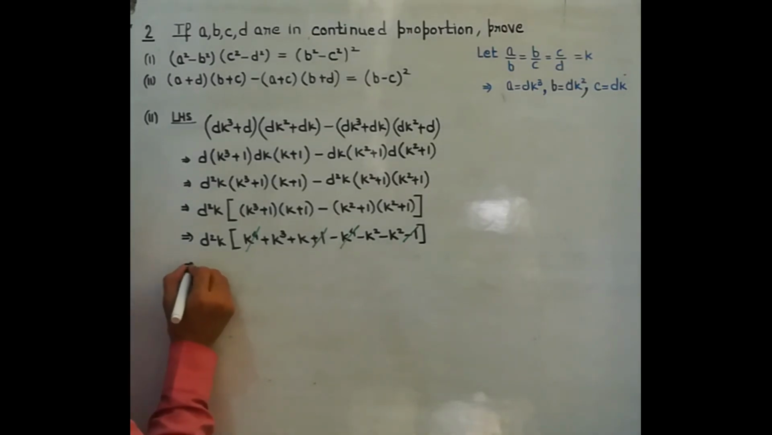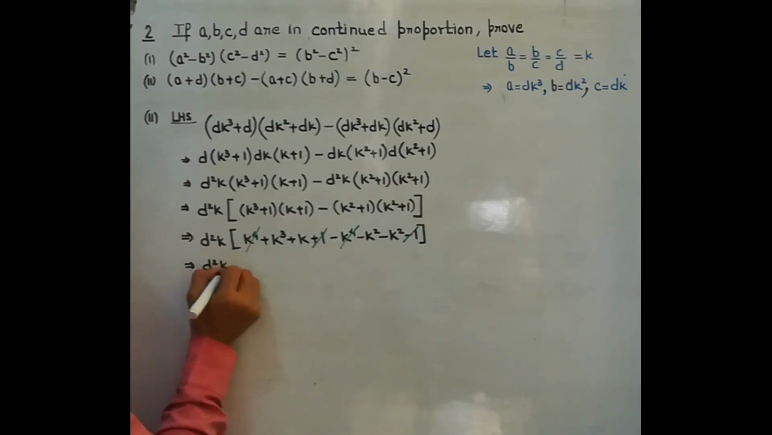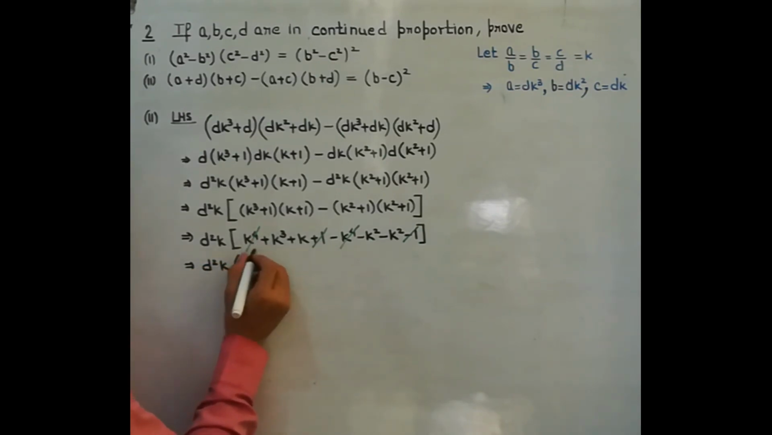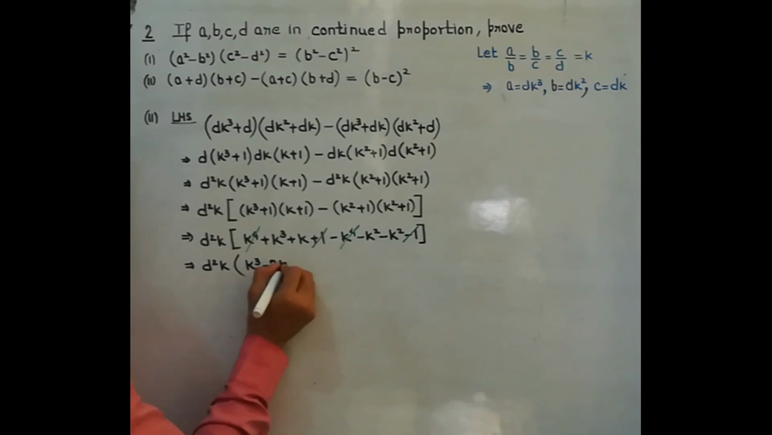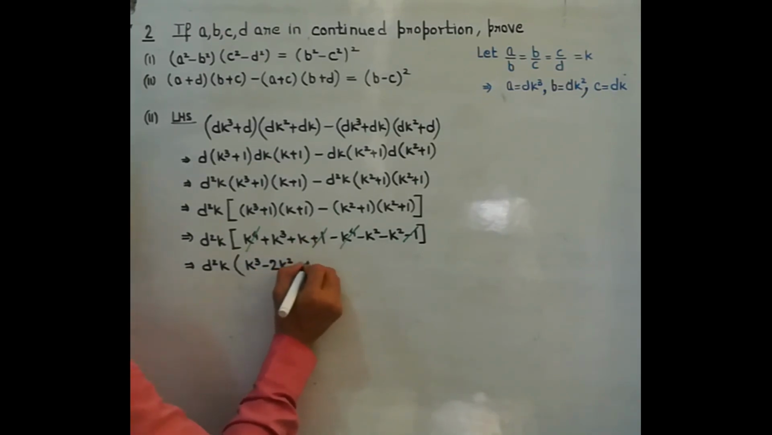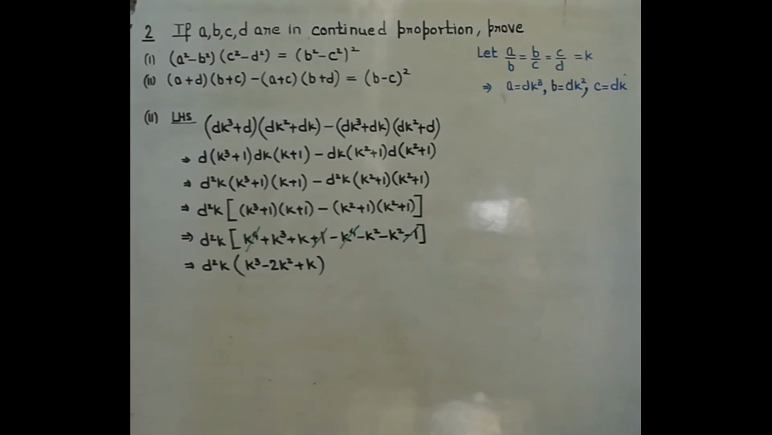So here we have got k cube, then minus 2k square, and then plus k, like this. Now from here you can take k common. If you take k common, you are left with k square minus 2k plus 1. Hope this is clear to you.